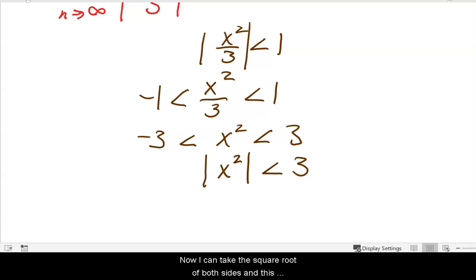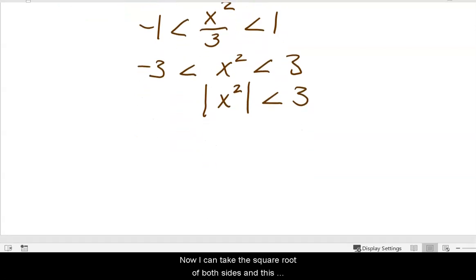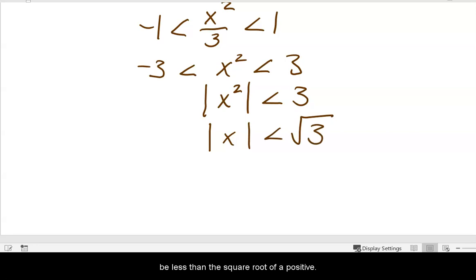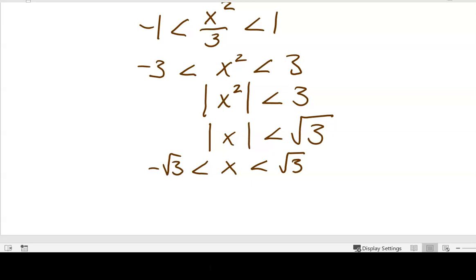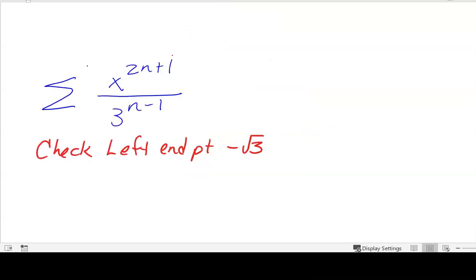Now I can take the square root of both sides, and this would tell me that basically the absolute value of x must be less than the square root of a positive 3. Now I can take it back out of the absolute value format and write it without the absolute values as x being between the negative square root of 3 and the positive square root of 3. In order to determine whether it converges or diverges at the endpoints, I will need to plug them into the original. Let's check the left endpoint, the negative square root of 3.